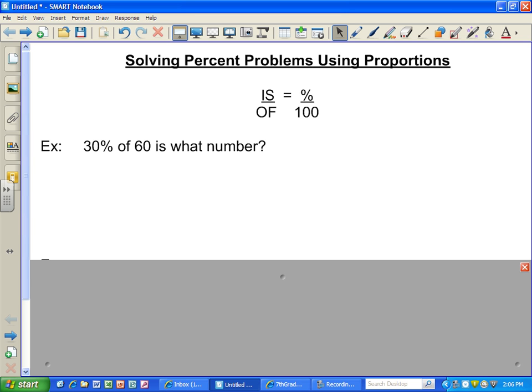So we have 30% of 60 is what number? So the first thing we're going to do is set up our proportion. We're going to have one of our fractions being out of 100. So the first thing to fill in, which is the easiest, is what goes over 100. Since our percent is always out of 100, that's what's going to be on the top. So obviously 30% is given. So we put 30% out of 100.